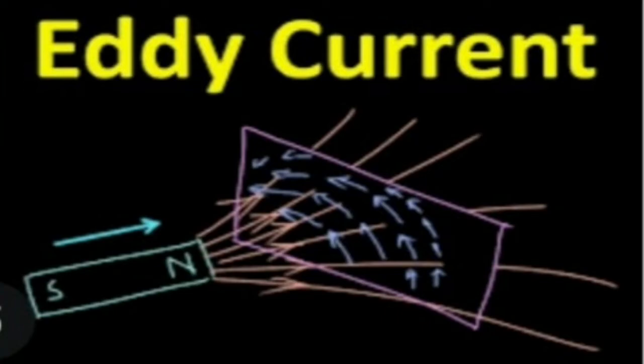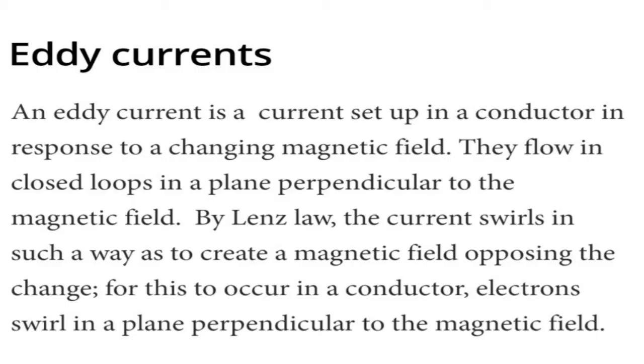Those currents resemble eddies in water. Eddies in water means ripples in water. That is why that induced current in solid conductors is called eddy current. Thus, an eddy current is a current set up in a conductor in response to a changing magnetic field.